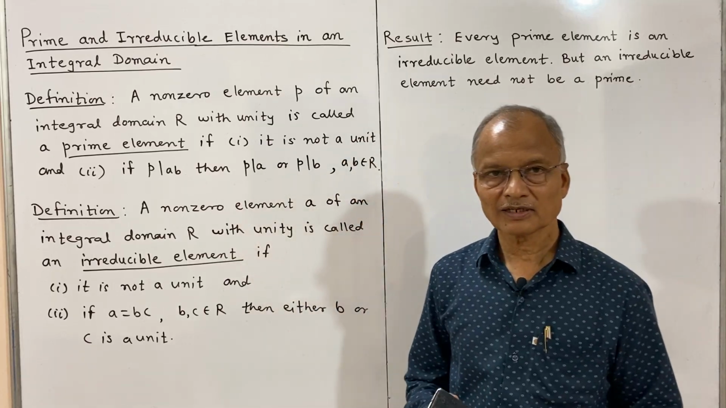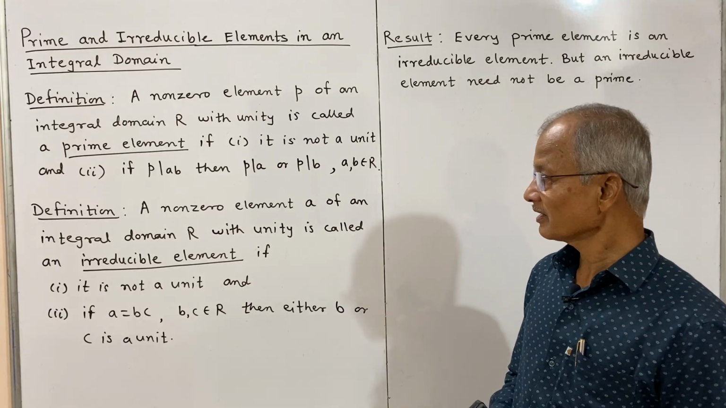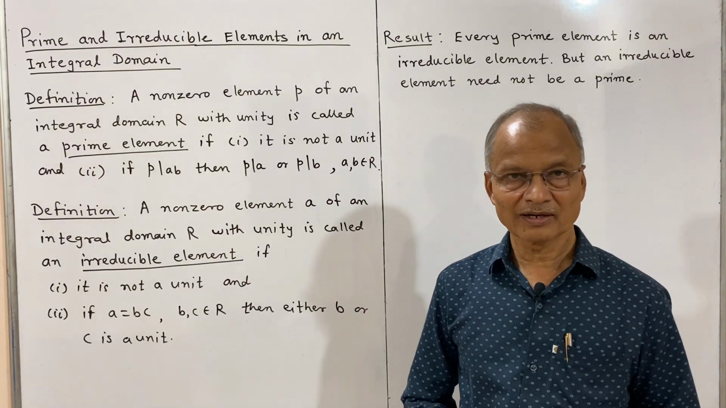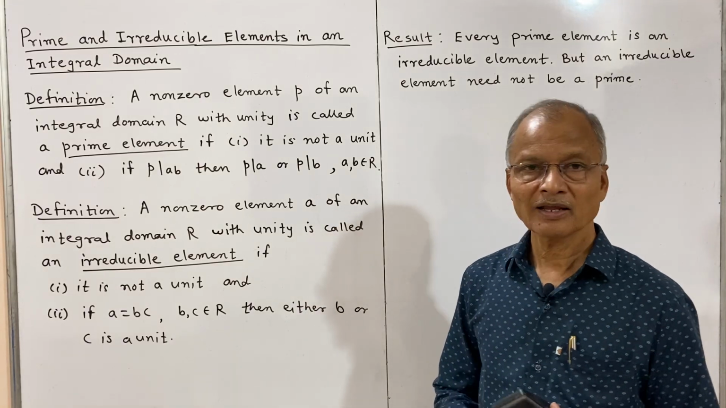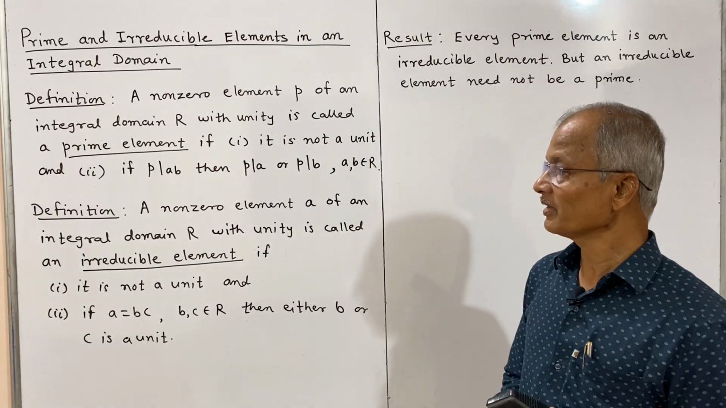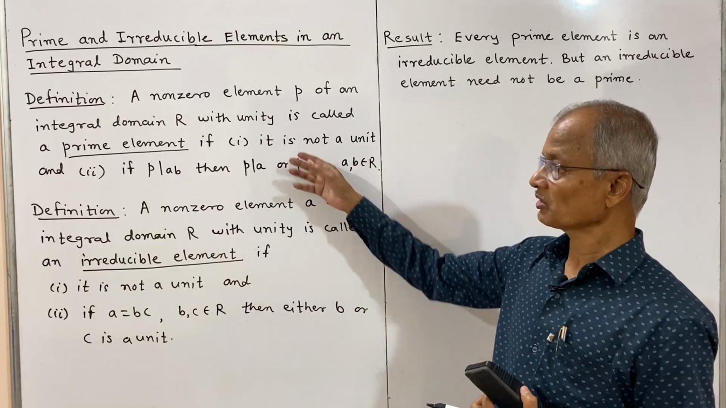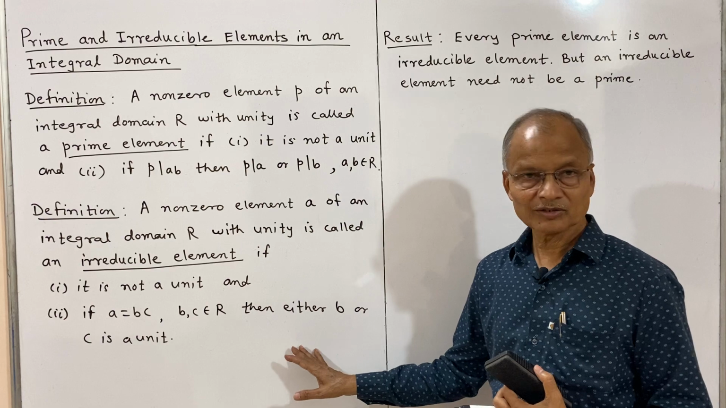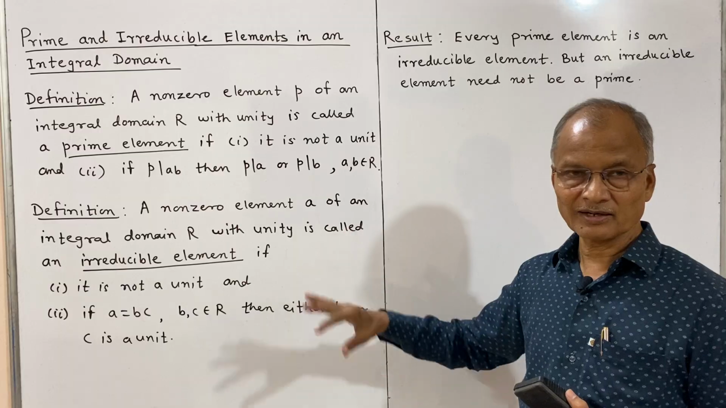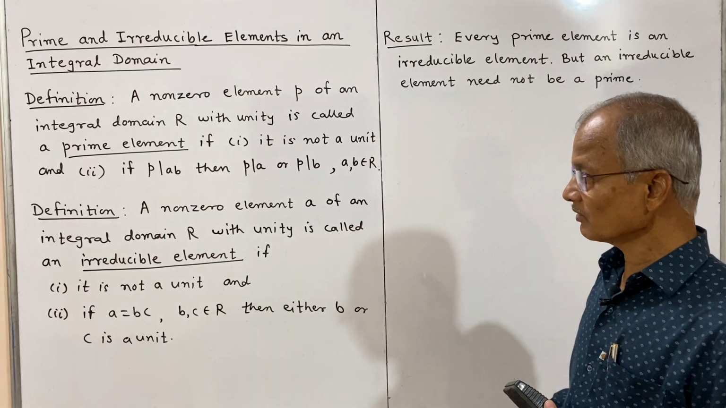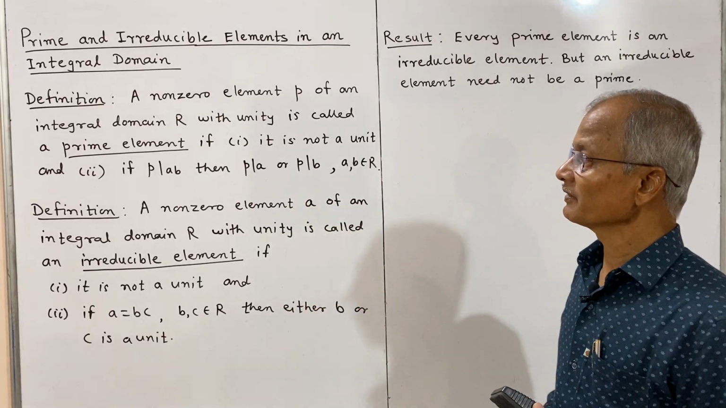In this lecture we shall study prime elements and irreducible elements in an integral domain. Earlier we have studied prime element in Euclidean ring, but now also we shall study irreducible element and the relation between prime element and irreducible element in an integral domain. I have written here the definition of both prime element and irreducible element. In Euclidean ring it is the same, prime and irreducible is the same, but in an integral domain this may be different. First we shall see the definition.